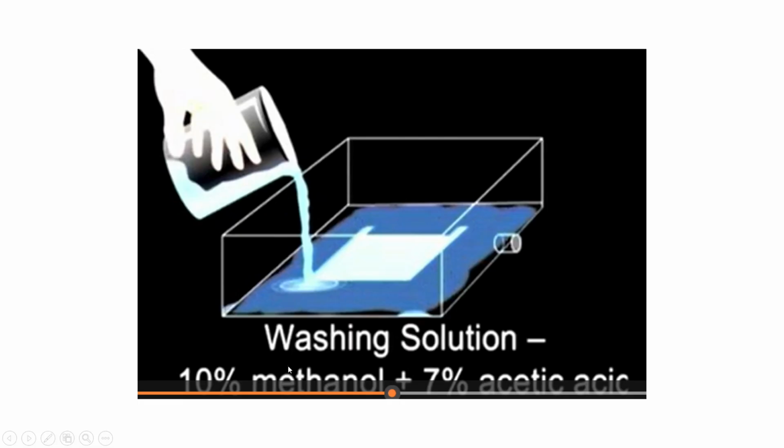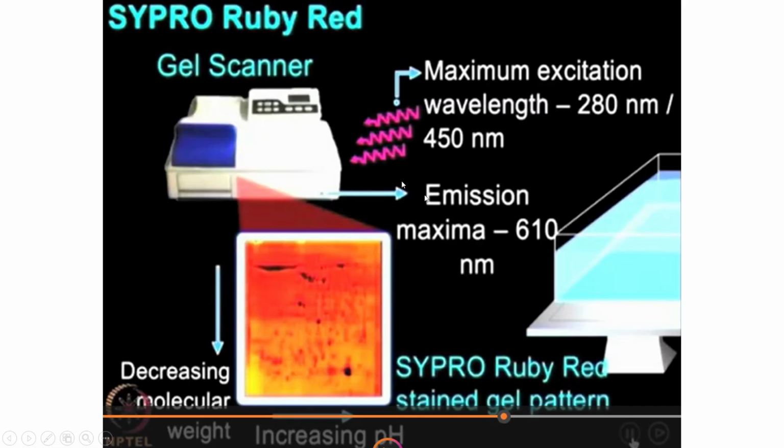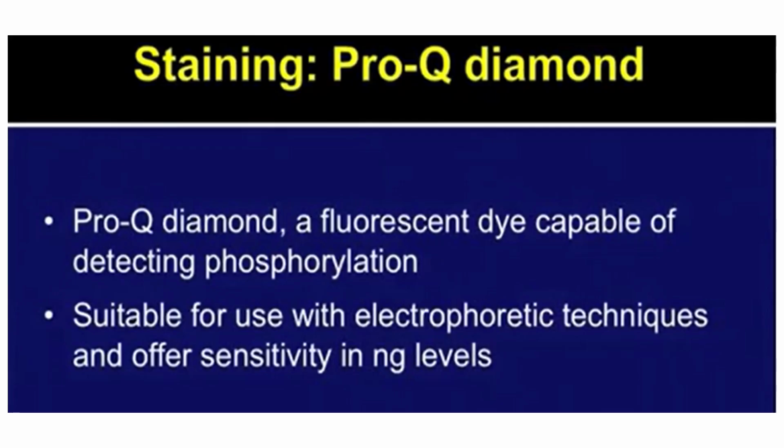So this is basically methanol acetic acid in order to stop that reaction. And when you are visualizing using this dye, you need to have maximum excitation wavelength and emission wavelength at this. So you need to set a protocol accordingly in order to visualize a gel which is stained with Sypro Ruby, and you can visualize the gel.